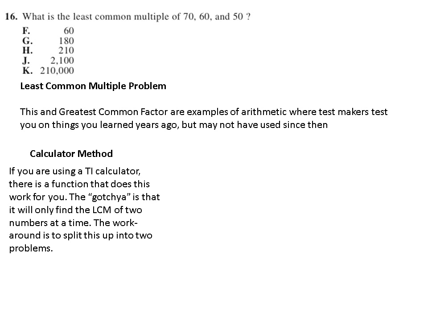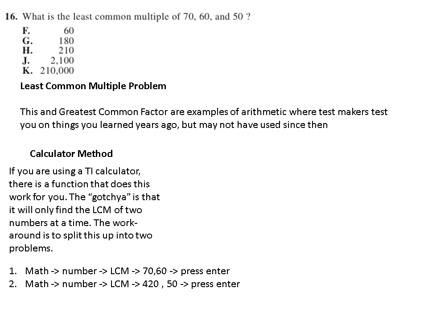So I'm going to teach you the calculator method first. This is much faster than doing it by hand. The only gotcha is your calculator, if it's Texas Instruments, only will do 2 numbers at a time, but I'll show you a workaround where you can split it up into 2 problems. So what you do is you go to Math on your calculator, and then find the number section, and then scroll down to least common multiple, or LCM.